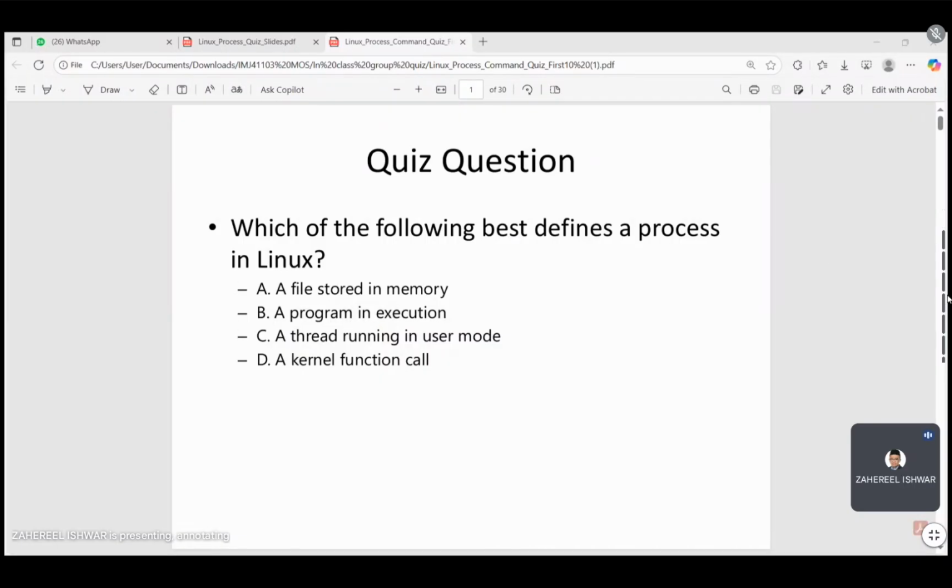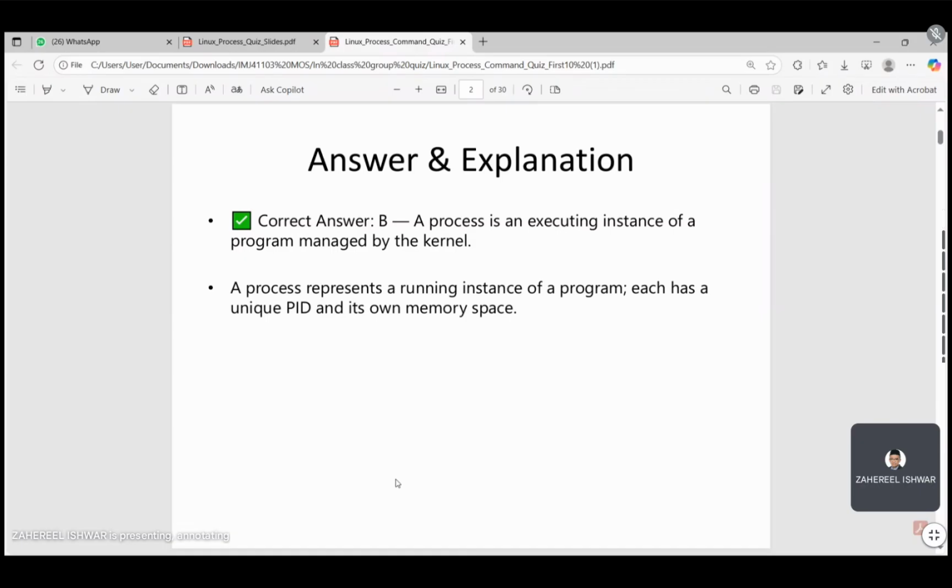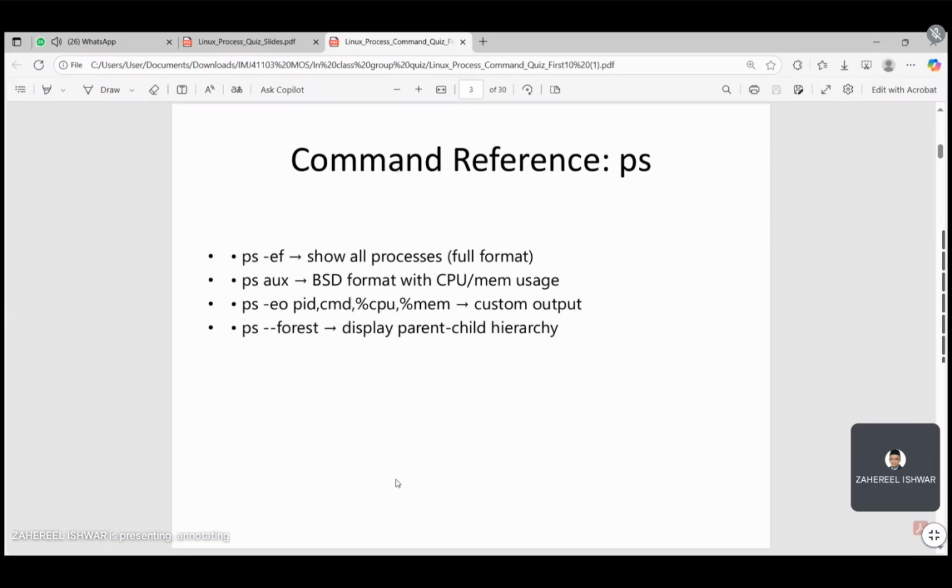Yeah, again, the same question with slight differences. You guys know the answers to this, right? Which of the following best defines a process in Linux? A file stored in memory, a program in execution, a thread running in user mode, a kernel function call. So the answer is what? B, right? The process represents the running program and all of that. Okay, as you guys know it already.